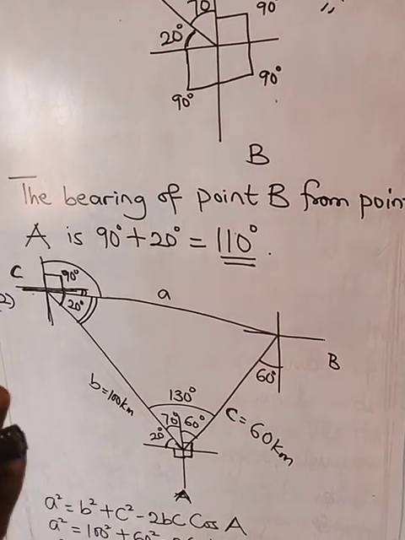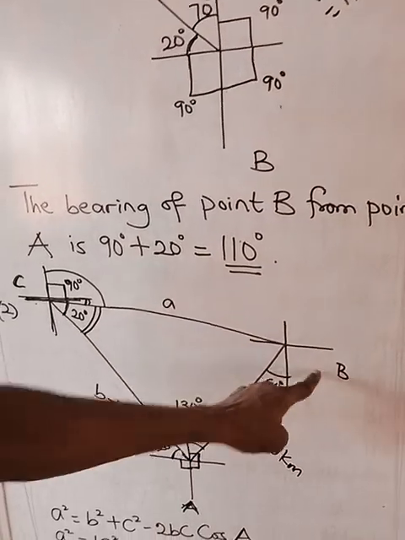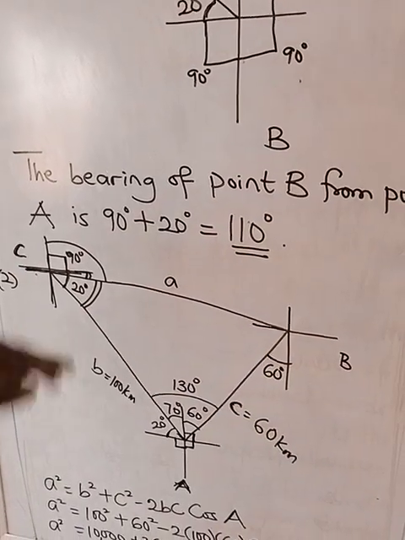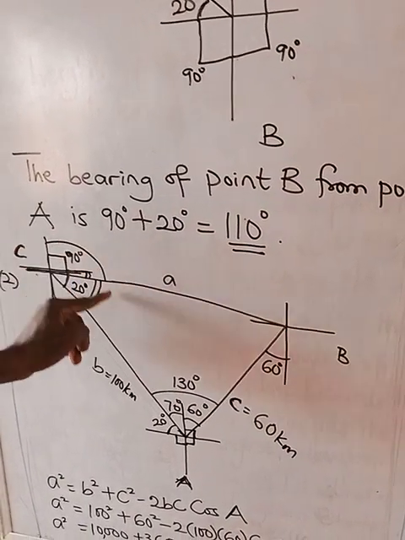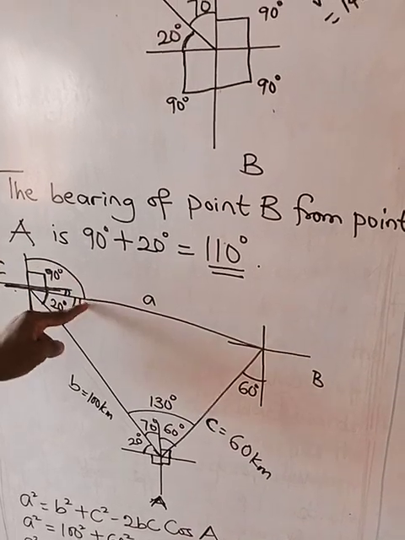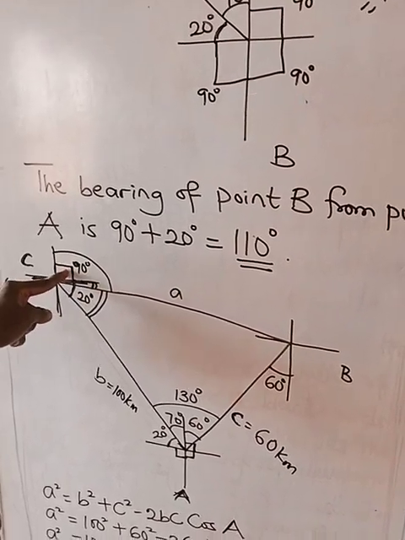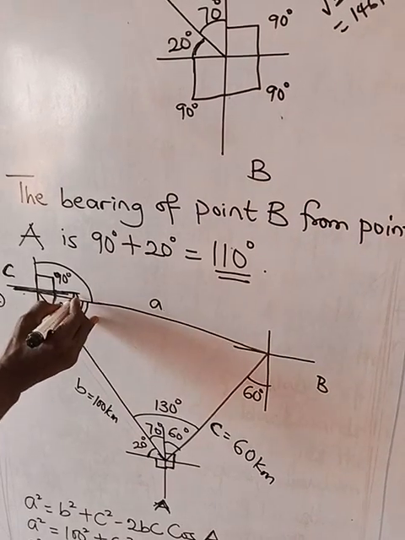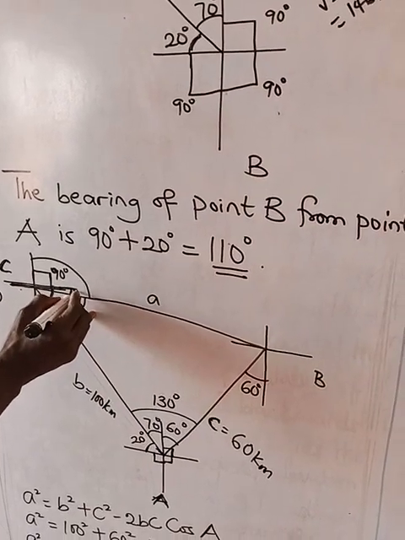Please let me explain again before I go into it. The bearing of B from C means you start from the north of C to the line that connects B and C. So from here to this line. This is 90 already. So this small one, let's call it K.